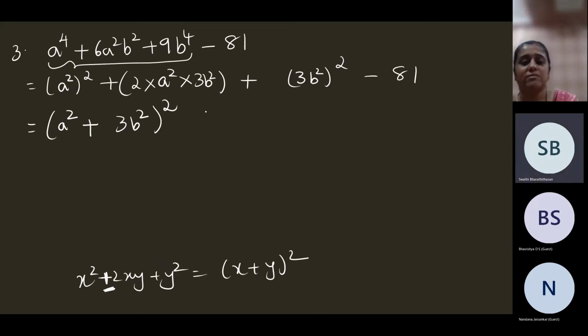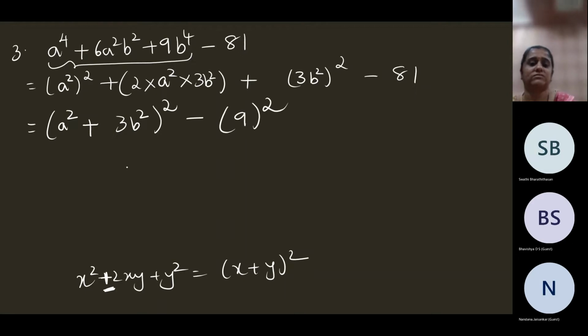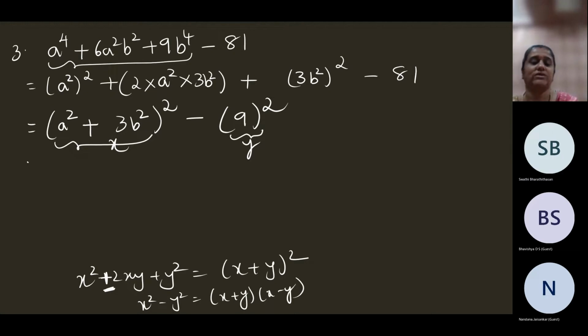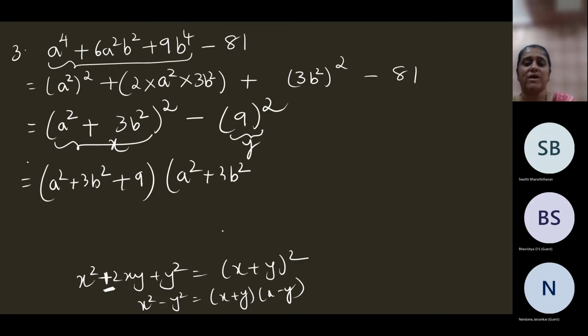Minus 9 the whole square. Now this is of the form x square minus y square. What is x square minus y square? It is x plus y into x minus y. So this is x plus y plus 9 into x minus y. Isn't it easy, children? Yes, ma'am. With practice, it will be very easy.